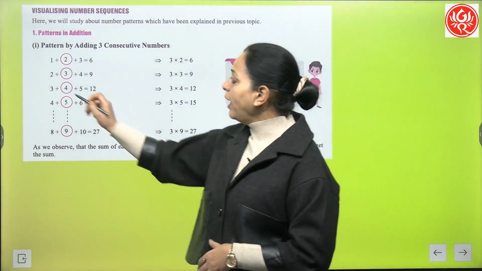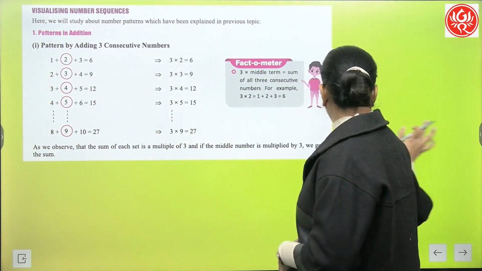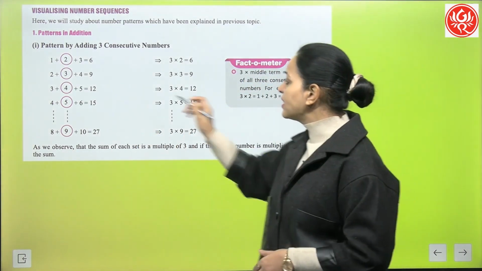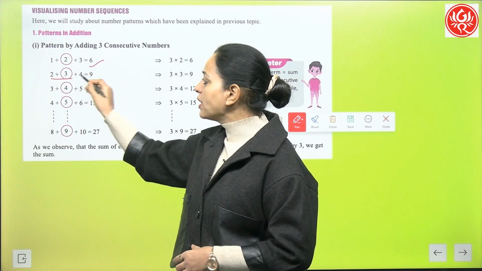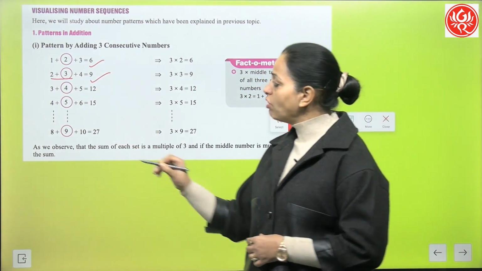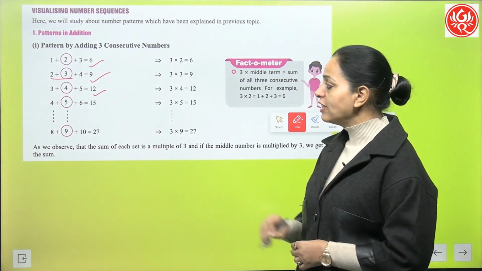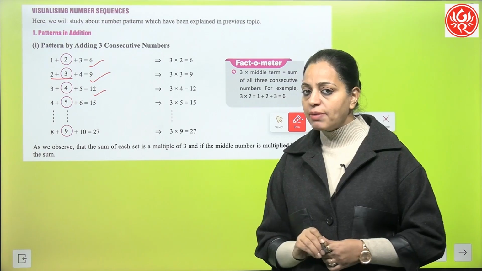So here, like 1, 2, 3, we are adding these 3 numbers, and we are getting the sum 6. Then 2 plus 3 plus 4, sum is 9. Then 3 plus 4 plus 5, that is 12. So like this, we are getting these sums.